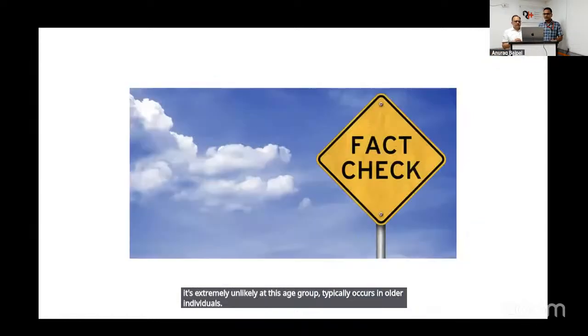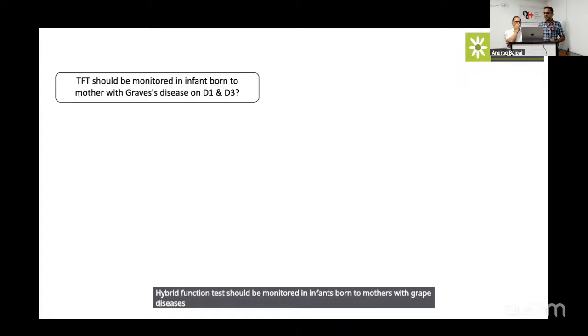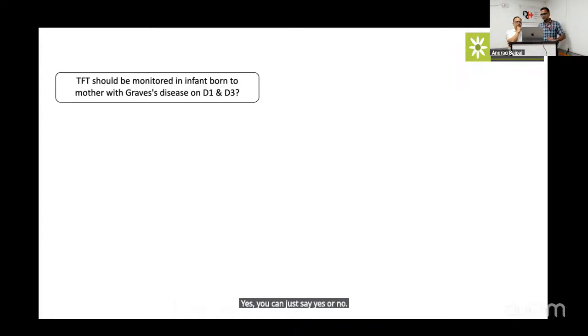So, fact checks, true and false. Thyroid function test should be monitored in infants born to mothers with Graves' disease on day 1 and day 3. Yes, you can just say yes or no. Okay, so you should monitor at day 1, day 3, and day 14.